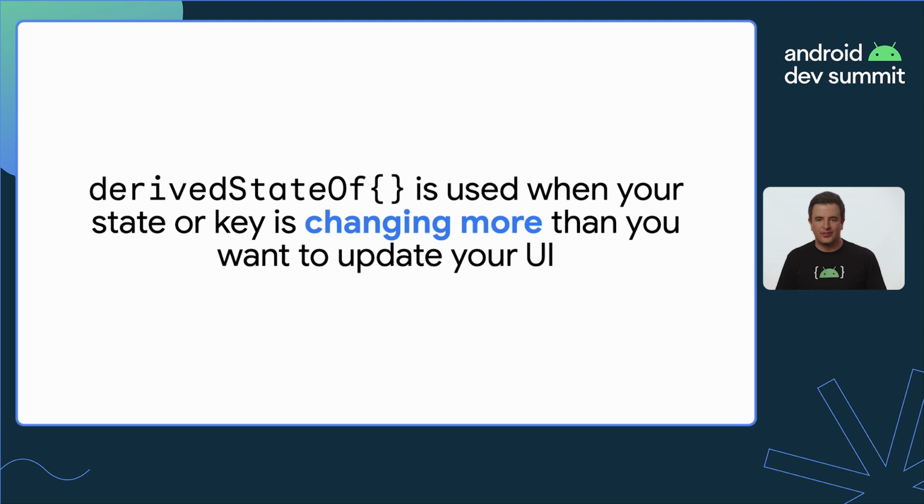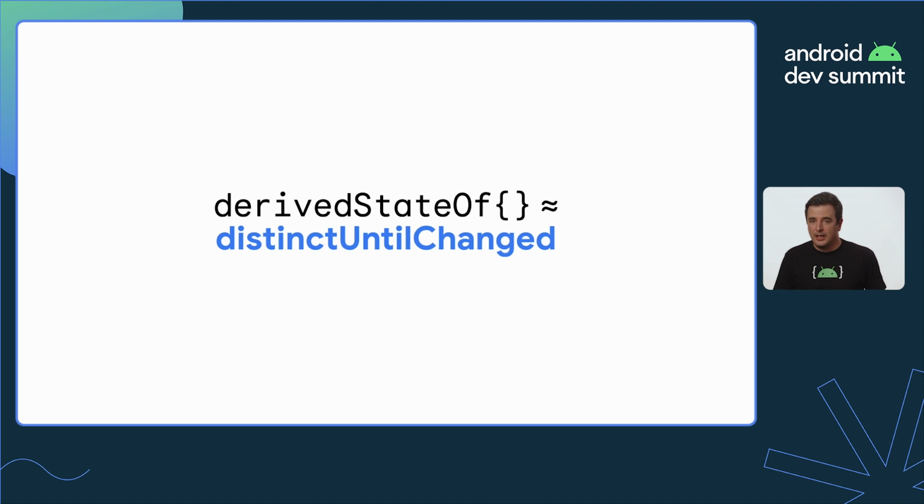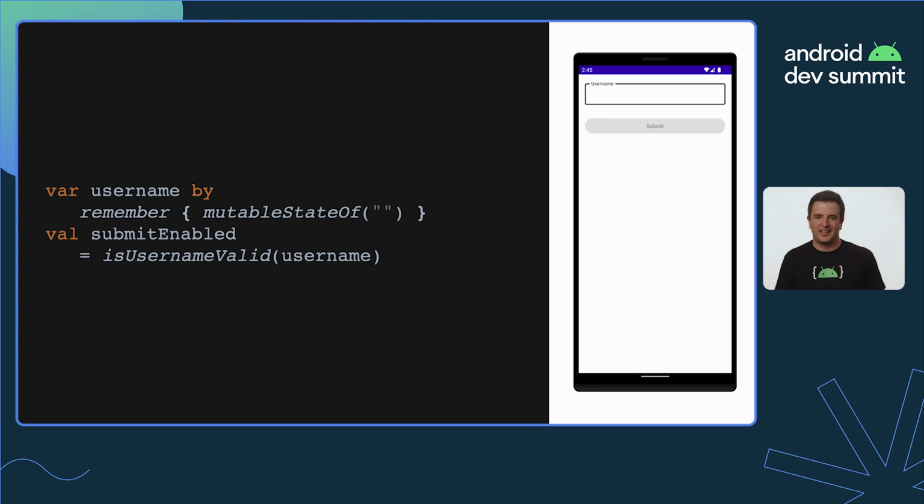derivedStateOf is used when your state or key is changing more than you want to update your UI. Or in other words, derivedStateOf is like distinct until changed from Kotlin flows. Remember that composables recompose when the state they read changes. derivedStateOf allows you to create a new state that only changes as much as you need. Let's have a look at an example.